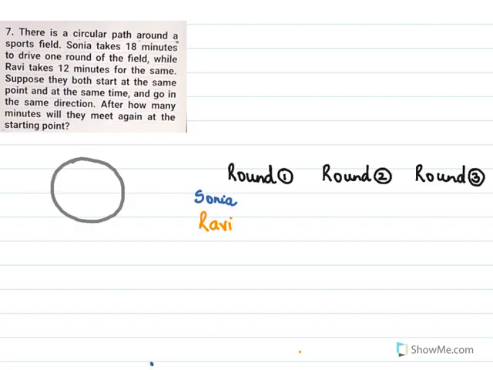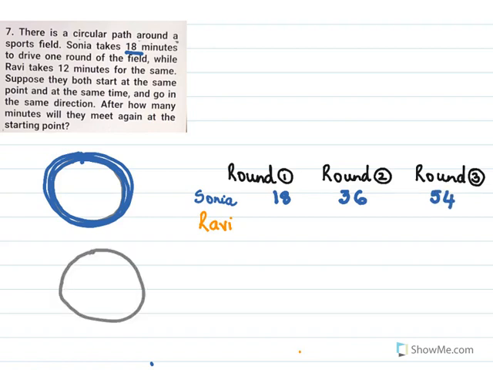So here is the circular path, and let's start with Sonia. It's given that Sonia takes 18 minutes to drive 1 round of the field. So if she starts at this point and takes an entire round like this, for 1 round she would have taken 18 minutes. Now she goes on to the next round. It will be 18 plus 18. So she would have completed her second round in 36 minutes. Now suppose she goes for another round. The third round would be 54 minutes.